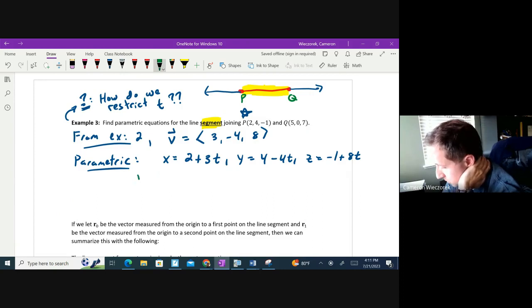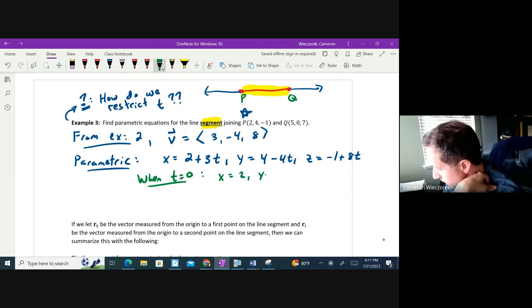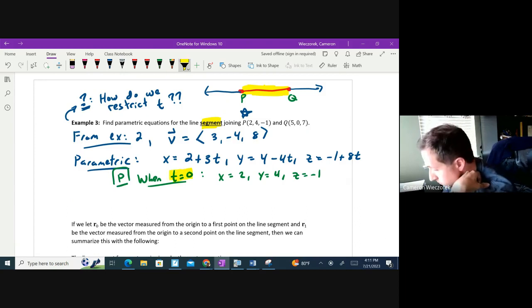Okay, so hopefully you notice that when t equals 0, we end up getting the point x equals 2, y equals 4, and z equals negative 1. Well, that's exactly point P. So that's good. We already know that t equals 0 has to be part of our restriction. And what would be our stopping t value? So we know we can start when t equals 0.